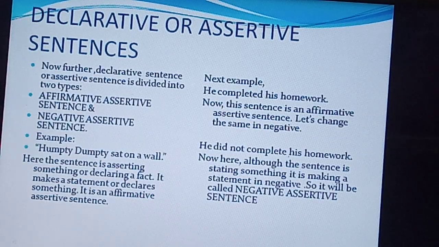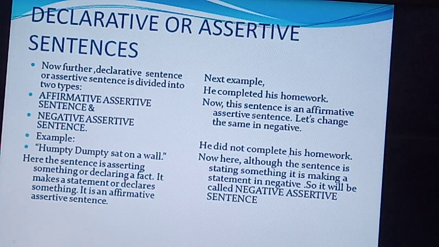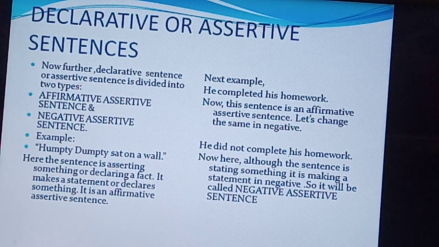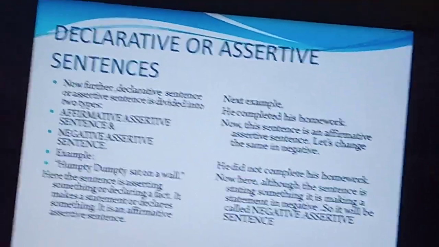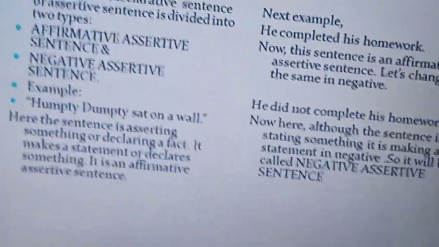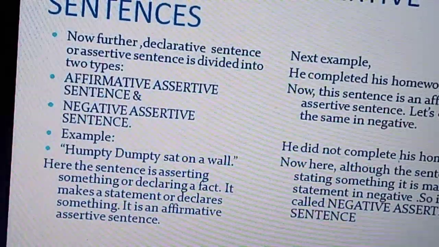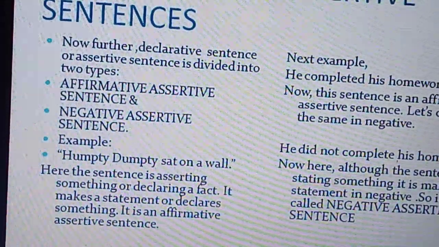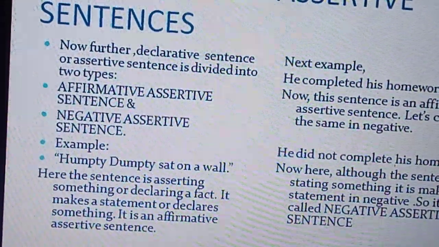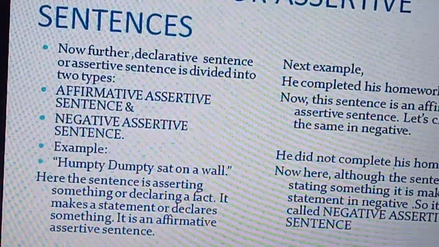Now further, if we divide declarative or assertive sentences into two groups, the first one is affirmative assertive sentence and negative assertive sentence. For example, let's take a sentence: Humpty Dumpty sat on a wall. A very famous line from a nursery rhyme. Here the sentence is asserting something or declaring a fact. It makes a statement or declares something. It is an affirmative assertive sentence, means it is in positive.